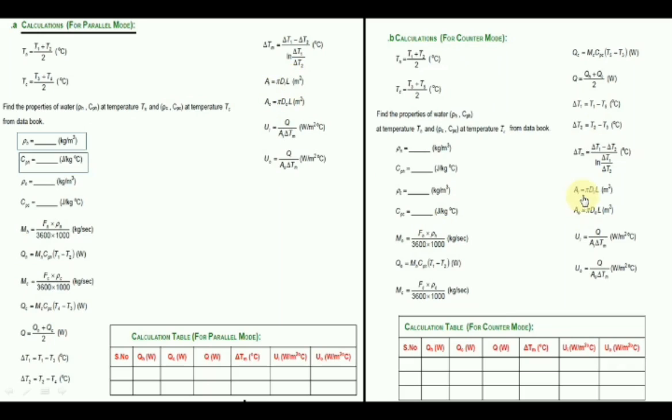Then we need to find this value of the UI and the UO. So UI and UO are what? These are the overall heat transfer coefficients. And after getting this data, we need to put it in this tabular form. So this is how we need to do the calculations for the co-current and the counter current flow.